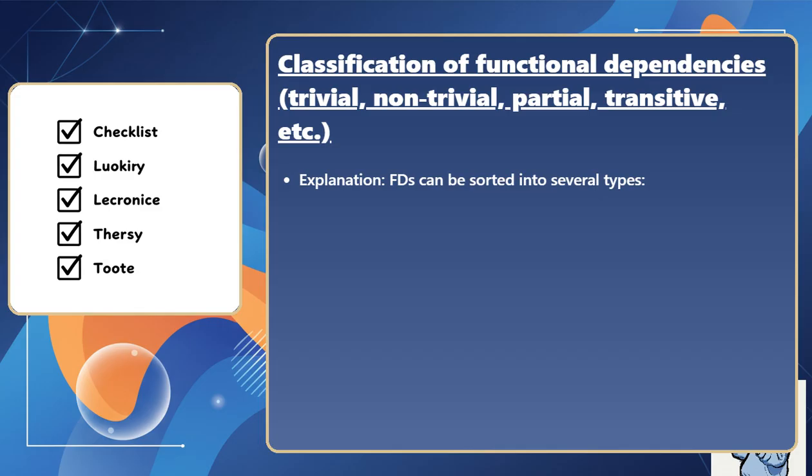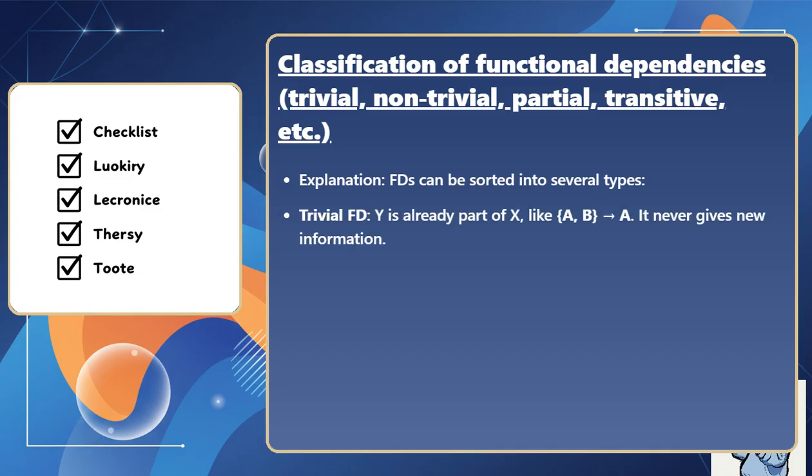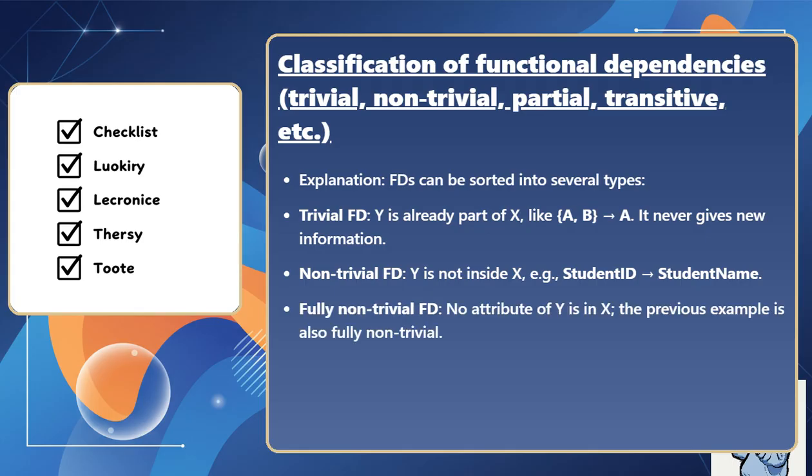Explanation: functional dependencies can be sorted into several types. Trivial functional dependency: Y is already part of X, like A and B determines A; it never gives new information. Non-trivial functional dependency: Y is not inside X, for example student ID determines student name. Fully non-trivial functional dependency: no attribute of Y is in X. The previous example is also fully non-trivial.